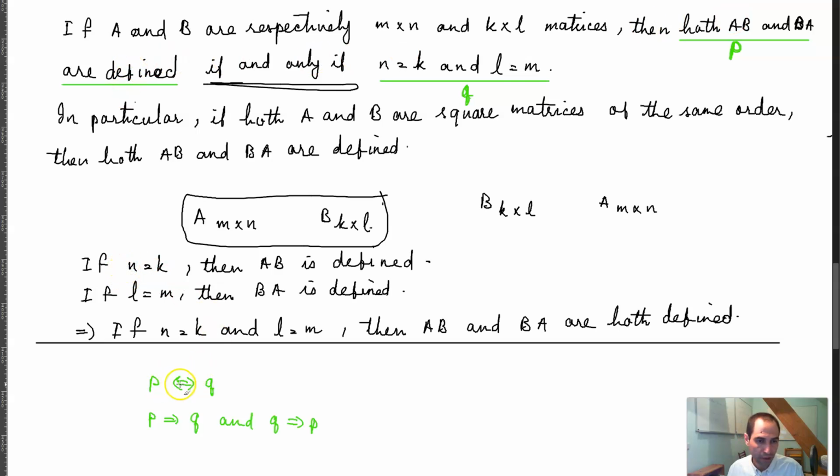Now when you say P if and only if Q, what that means is that this is a biconditional, meaning that P implies Q and also Q implies P simultaneously. So that's what that means.